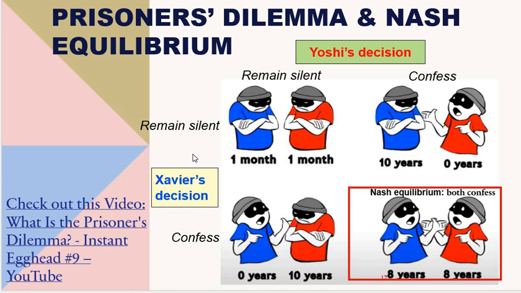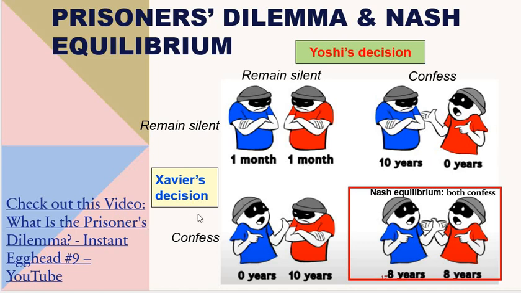So to put it in one sentence: when Xavier chooses to remain silent, Yoshi is facing these two options, to confess or to remain silent. And the better choice for Yoshi is to confess. Keep that in mind. When Xavier chooses to remain silent, Yoshi wants to confess.